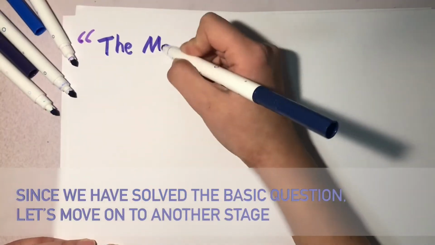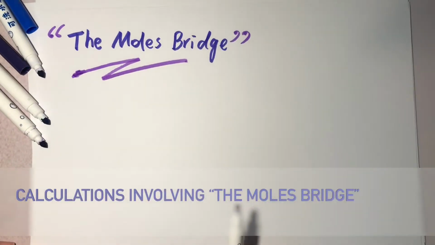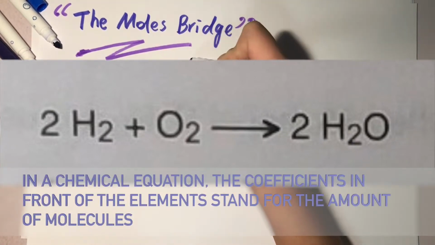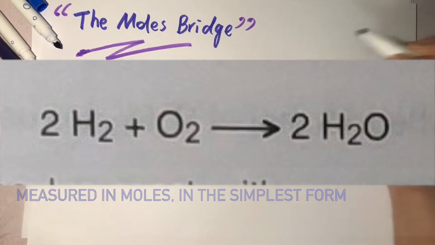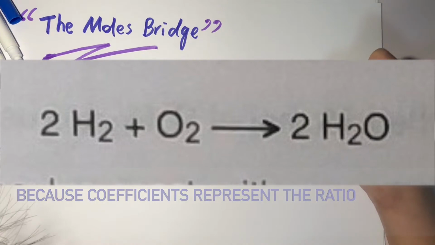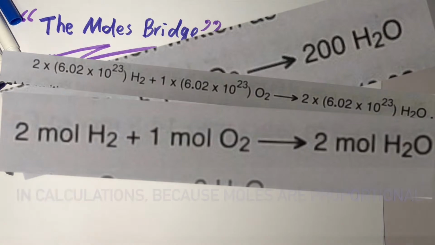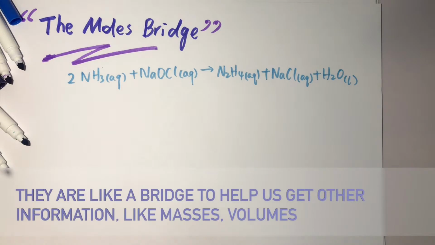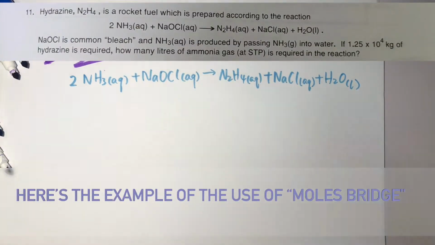Since we have solved the basic question, let's move on to another stage, calculations involving the moles bridge. In a chemical equation, the coefficients in front of the elements stand for the amount of molecules measured in moles in the simplest form. Because coefficients represent the ratio, the equation will be equivalent to this, and even this. In calculations, because moles are proportional, they are like a bridge to help us get other information like masses, volumes. Here is the example of the use of moles bridge.